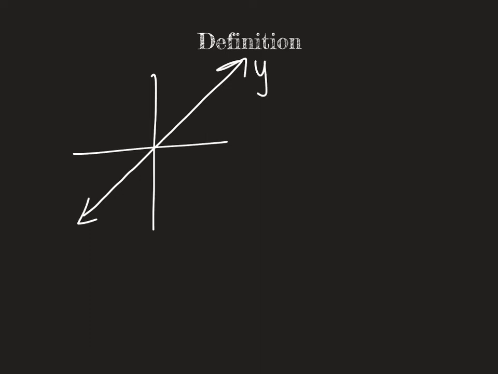So let's talk about the definition of inverse. Inverse can be defined as the reflection of a function across the y equals x line. The y equals x line has a slope of 1 over 1, and the y-intercept at 0. It is the parent function of a linear function, y equals x.